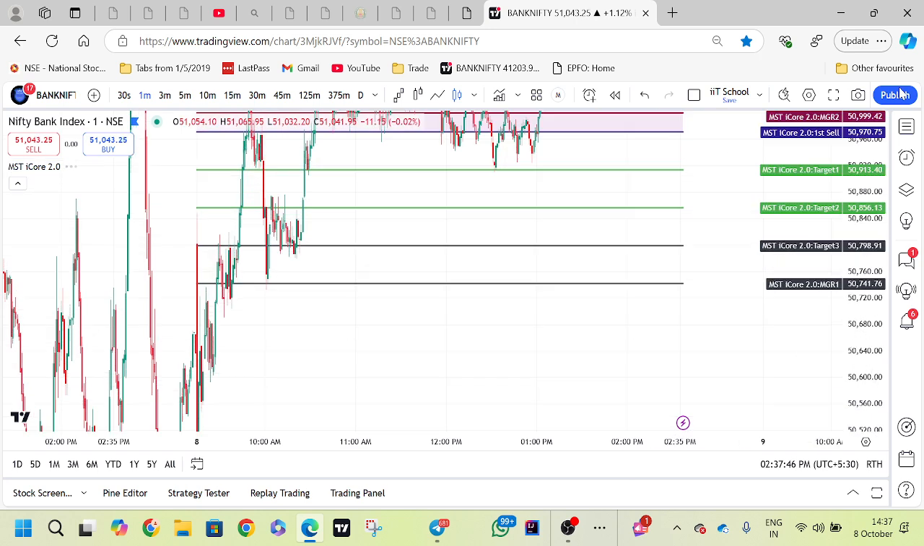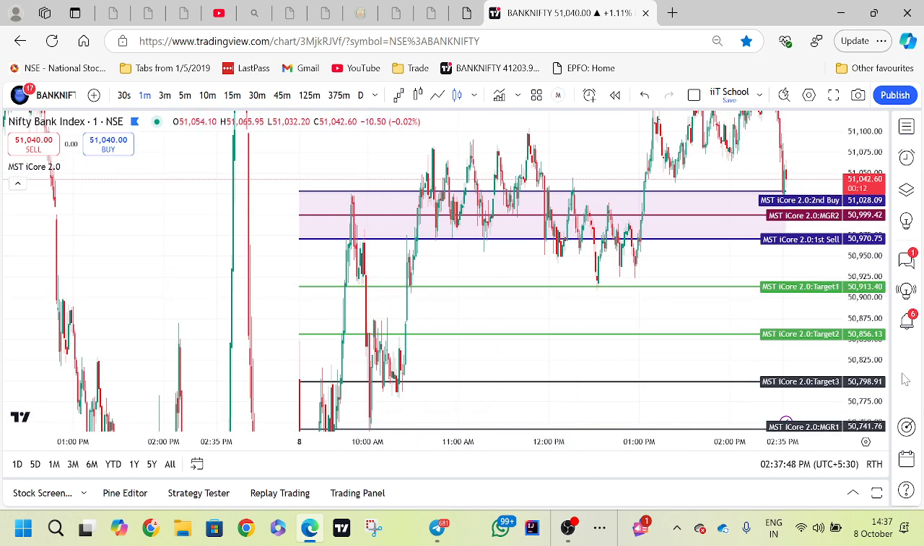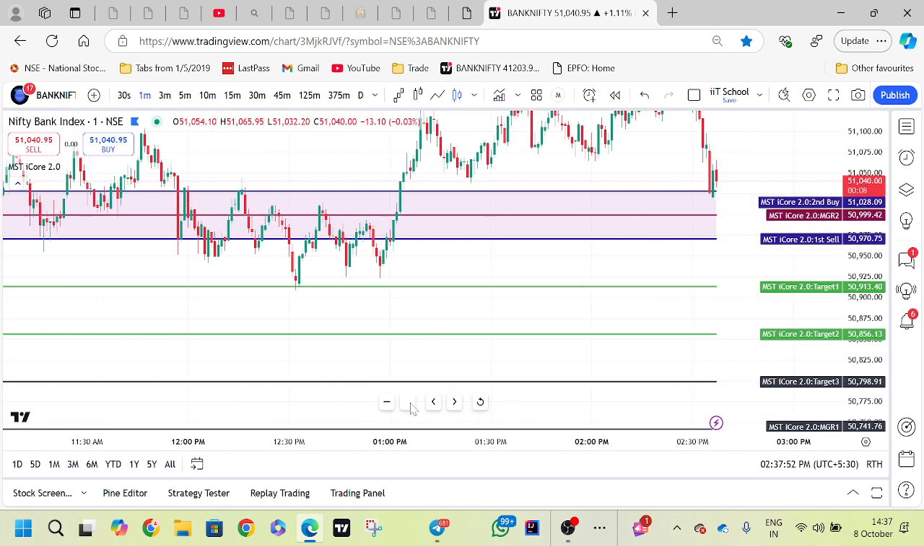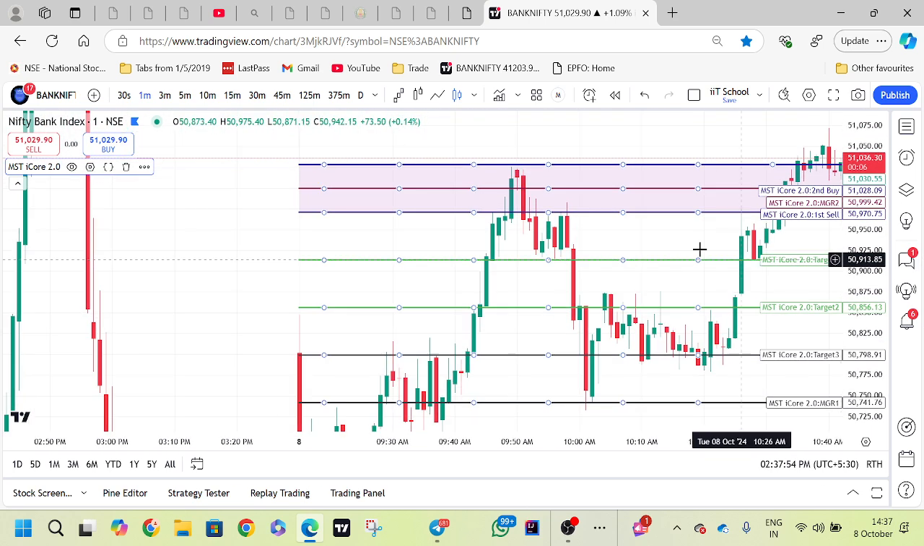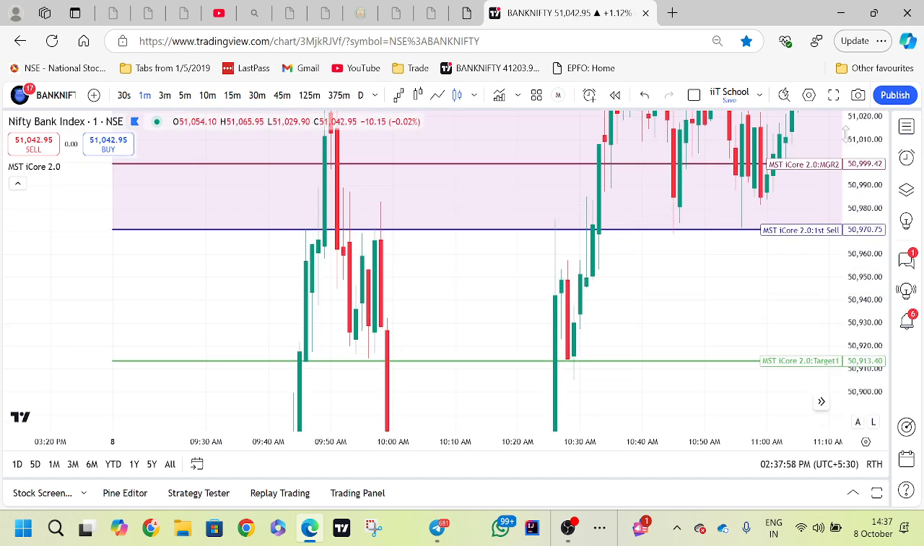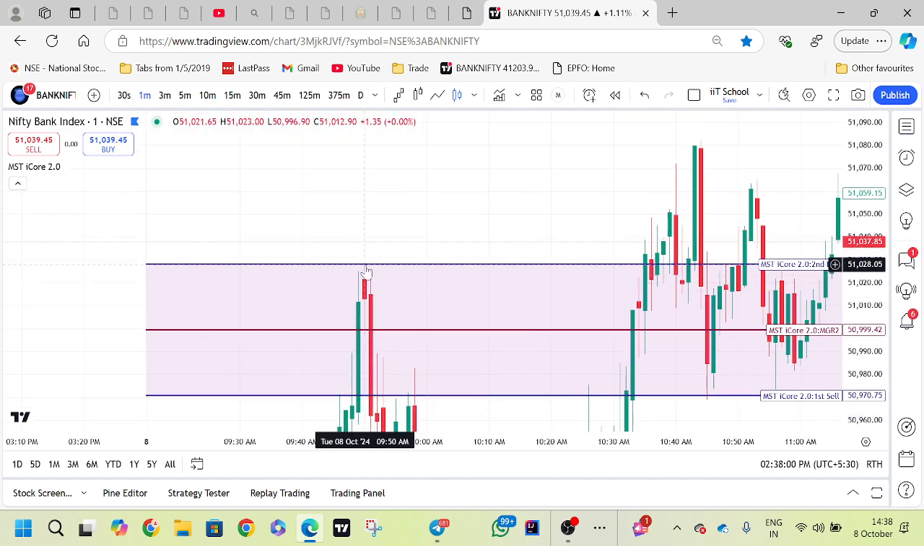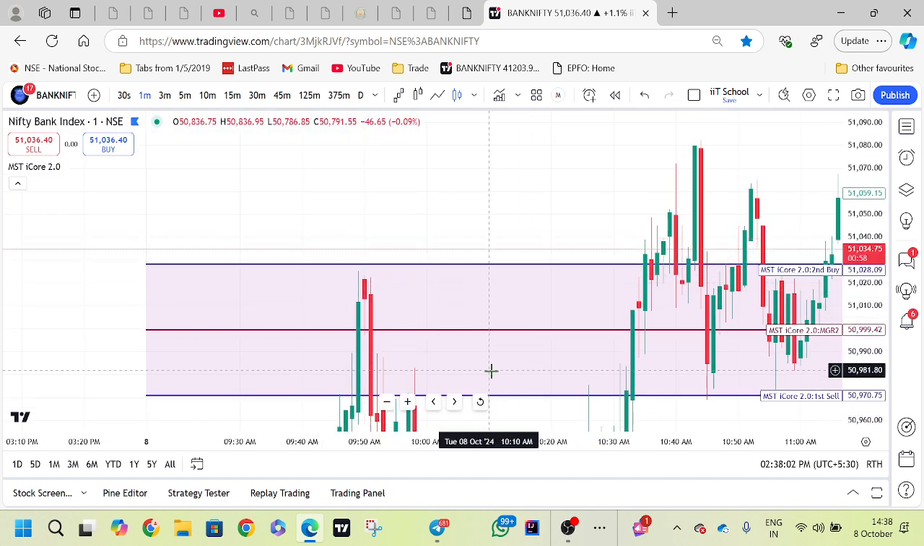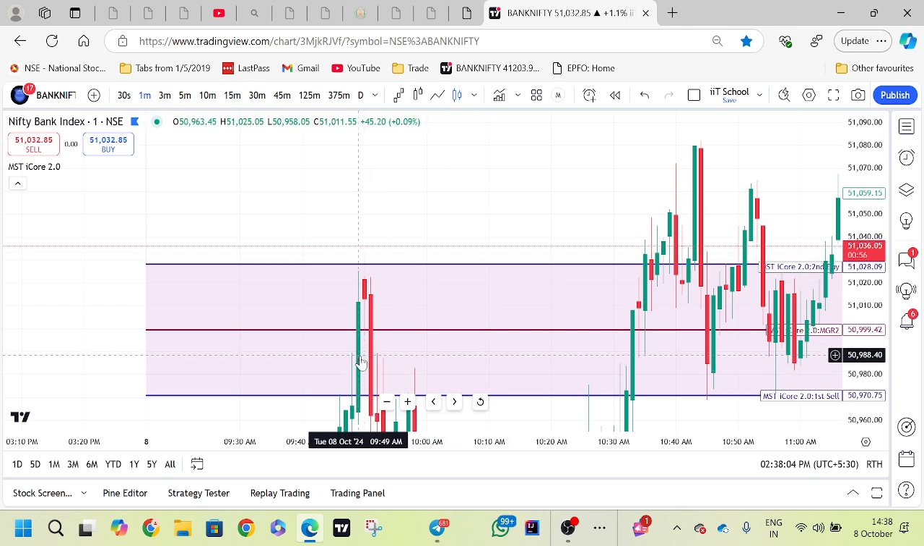Okay. Now you see what happened. Sell activated at 50,970. I will just zoom and show you so that you will understand better. 50,970, and stop loss was the top second line, 51,028. You can see the high made was 51,025 only. Our stop loss 51,028. So we escaped by 3 points.